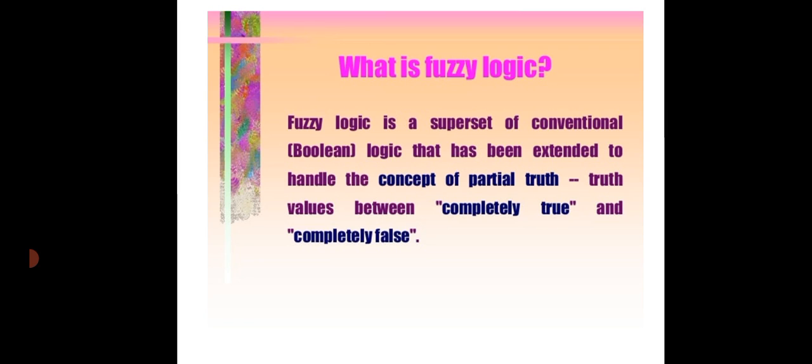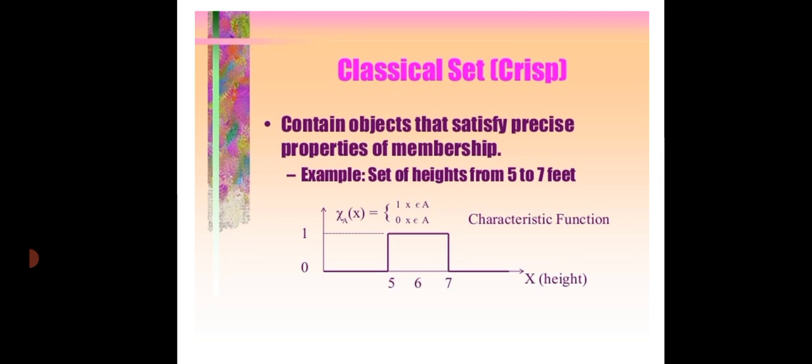Fuzzy logic is a superset of conventional logic that has been extended to handle the concept of partial truth, values between completely true and completely false. We know that a classical set is always perfectly accurate. It contains objects that satisfy a precise property of membership. If you want to make a mapping with 4, you have to map perfectly on 4. But in fuzzy, you can map around 4. The mapping starts at 0, moves on to 4, and ends at 8. That is fuzzy.